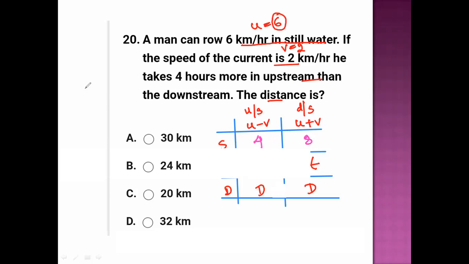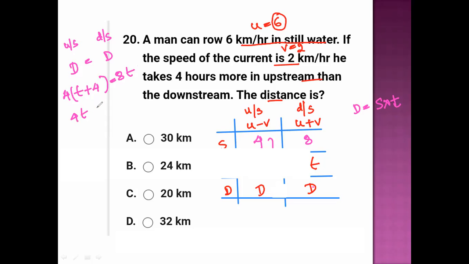So this is 4, and we know that the distance is common during the upstream side and during the downstream side. Distance is equal to speed into time. So therefore, we can simply write 4 into t plus 4 is equal to 8 into t.